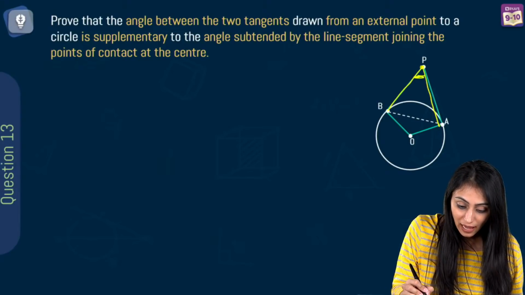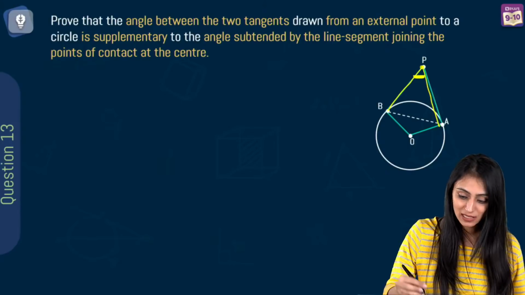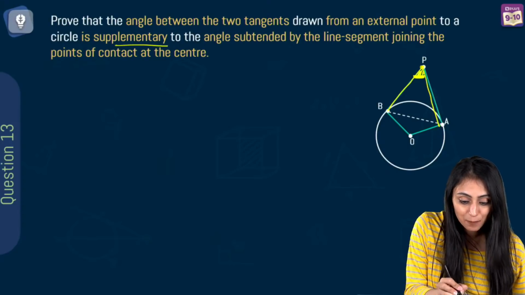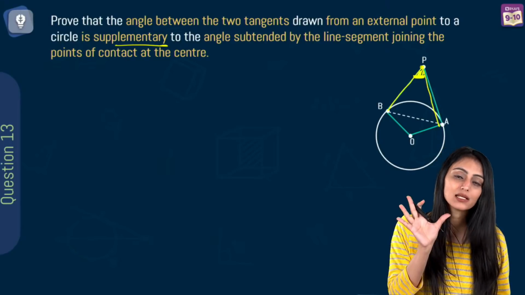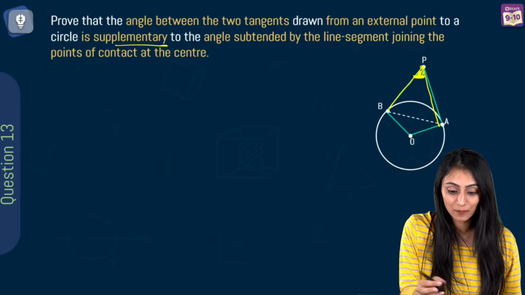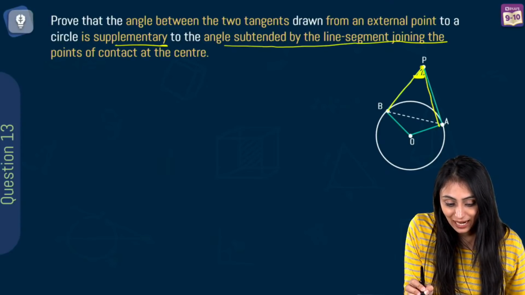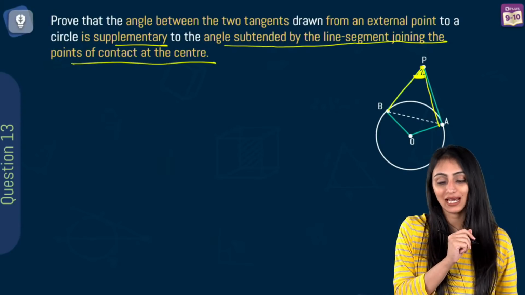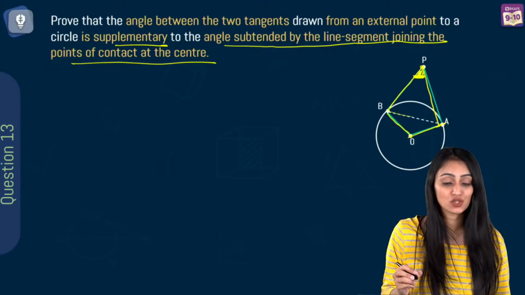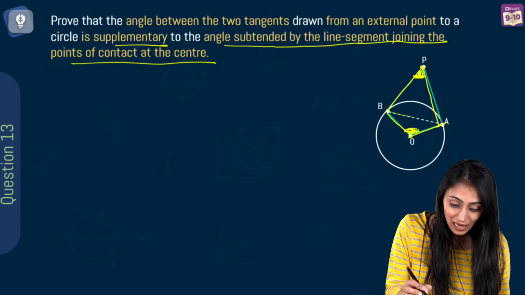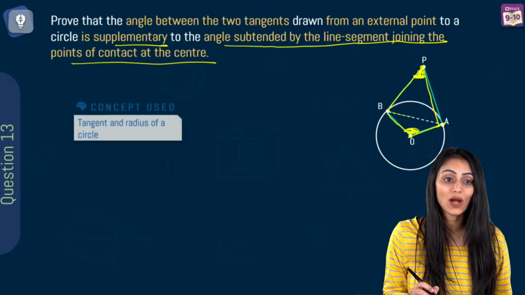Now it says the angle between these two tangents, that means this angle that I am highlighting here, is supplementary. That means when I add this angle with another one, their sum is supplementary. Which is the other angle? The angle subtended by the line segment joining the point of contact at the center. Point of contact at the center is here. This line segment is joining them. So I need to show that this angle and this angle, their sum is 180 degrees.